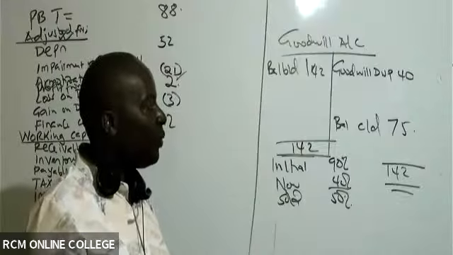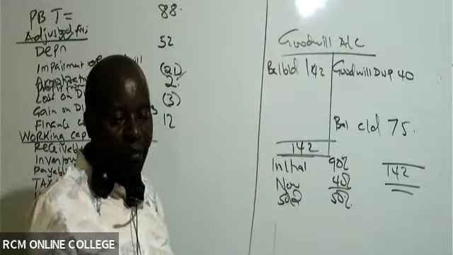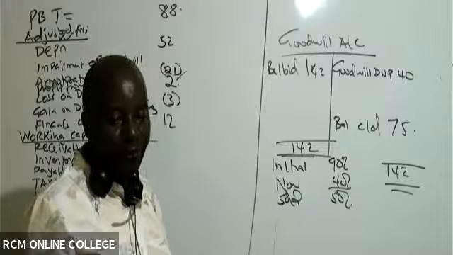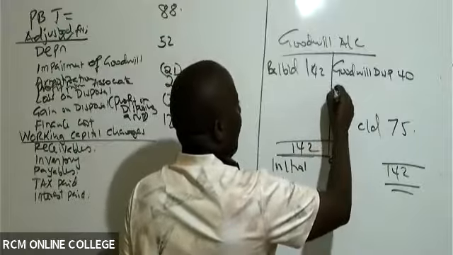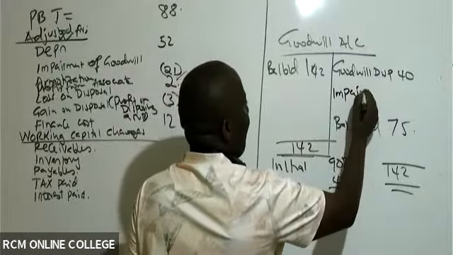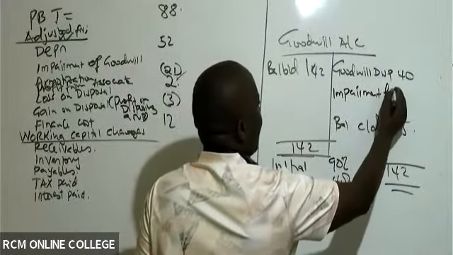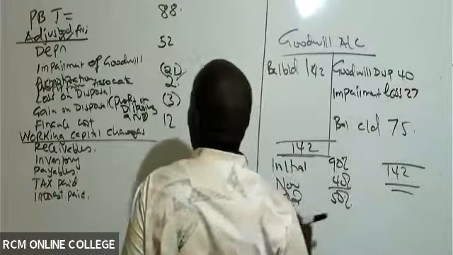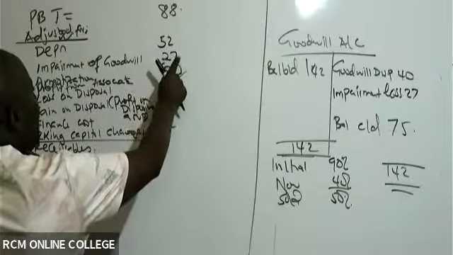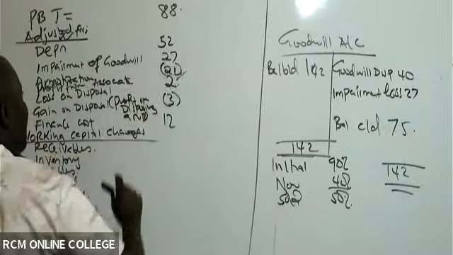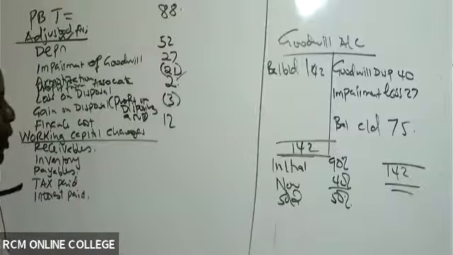So is there somebody who can give me this loss or goodwill impaired? They're saying it's 27. So the impairment loss, impairment of goodwill, is 27. Shall we have it as positive or negative in our statements?